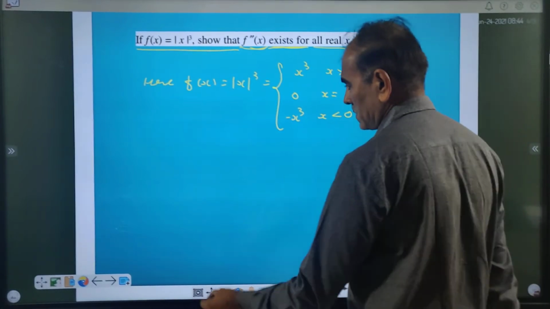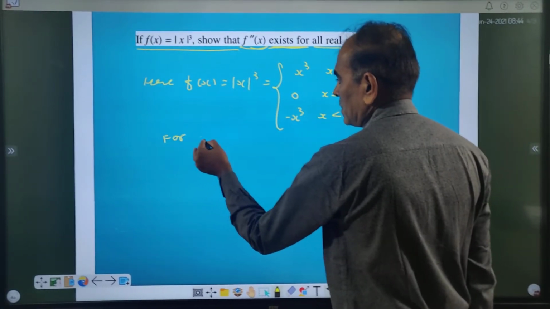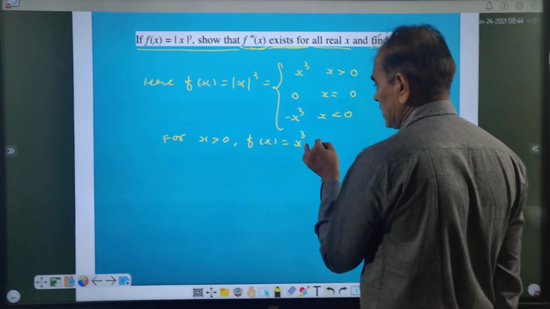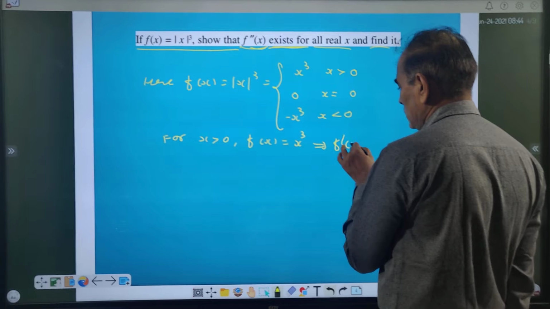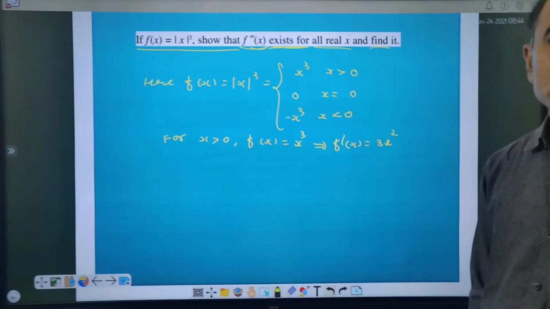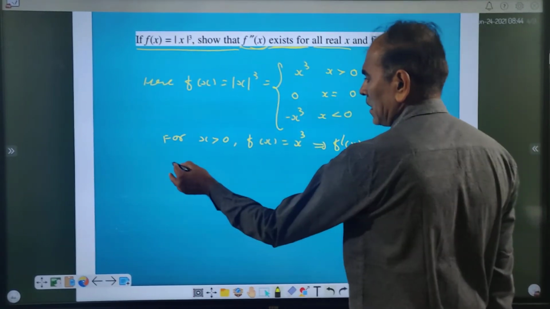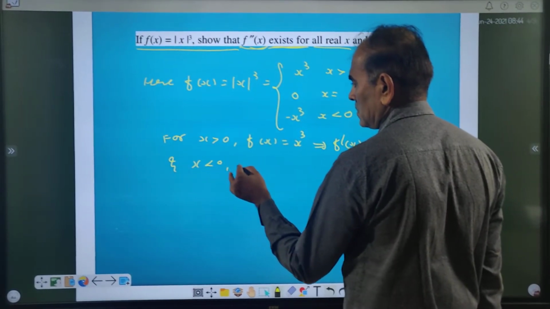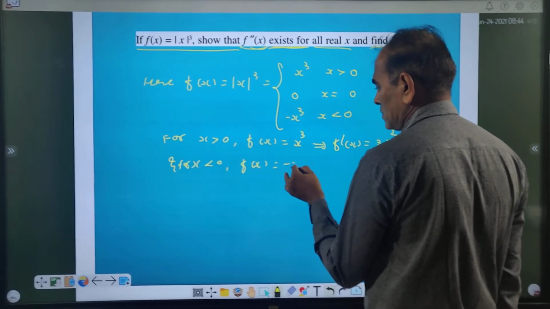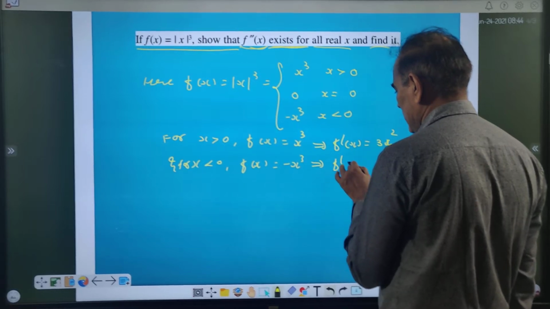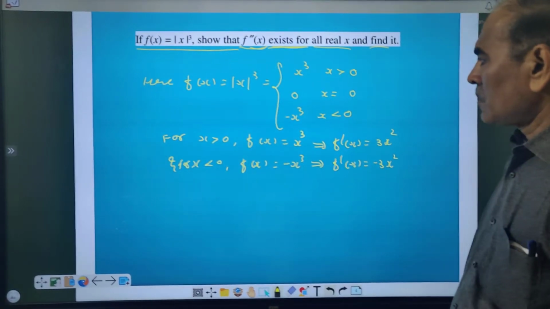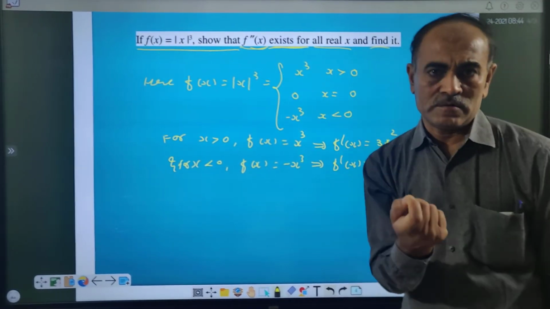Now see here. For x greater than 0, f of x is equal to x cube, and we know its derivative is 3x square. And for x less than 0, f of x is equal to minus x cube, which implies f dash x is equal to minus 3x square. Of course, f of x is equal to 0 at x equal to 0.